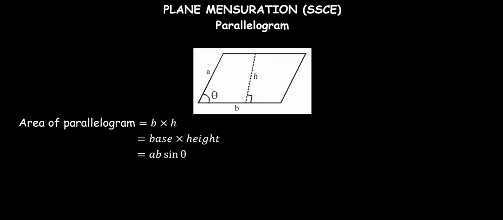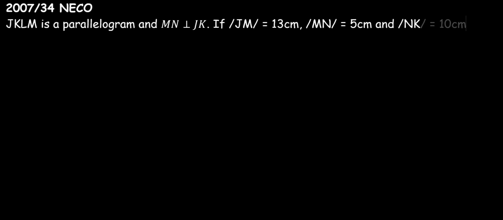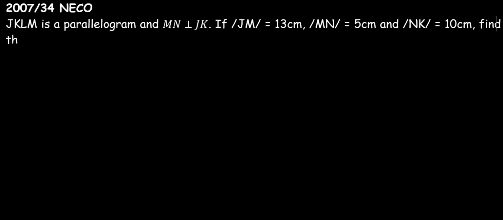Next, we take examples. 2007/34, NECO. JKLM is a parallelogram and MN is perpendicular to JK. If JM is equal to 13 cm, MN is equal to 5 cm, NK is equal to 10 cm, find the area of the parallelogram.